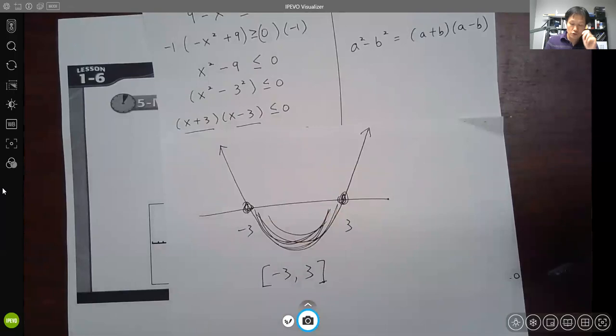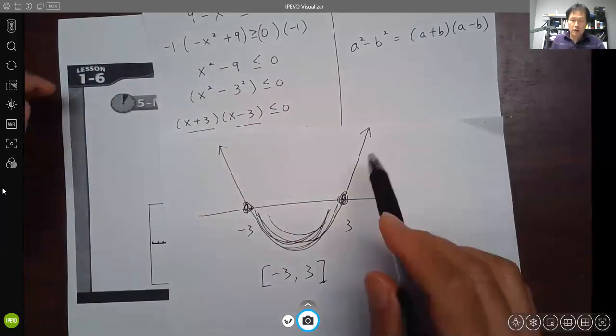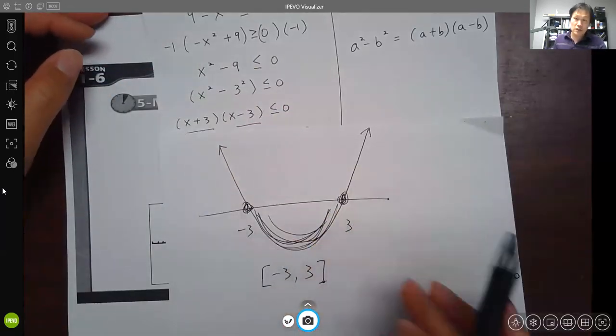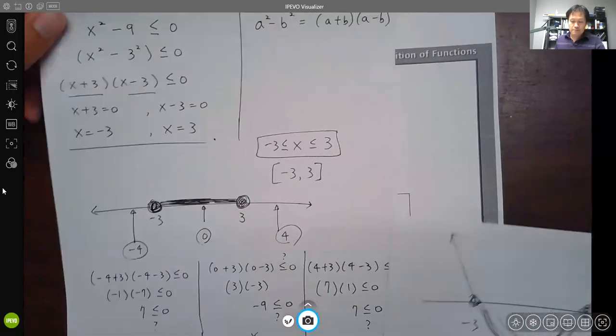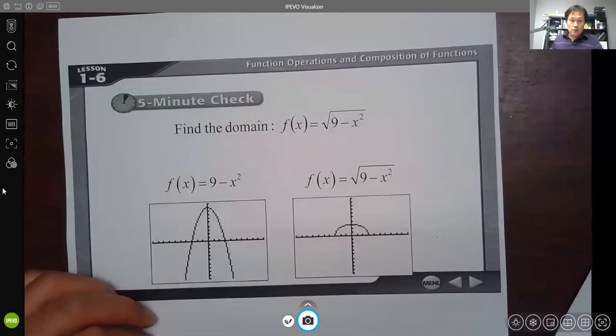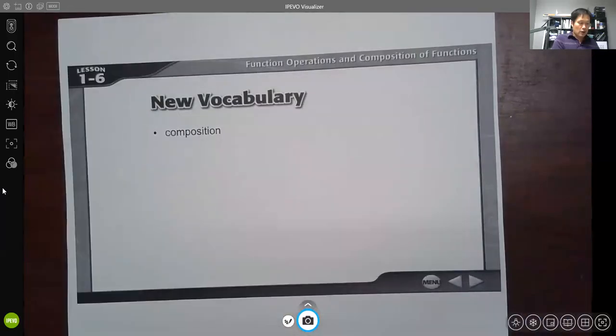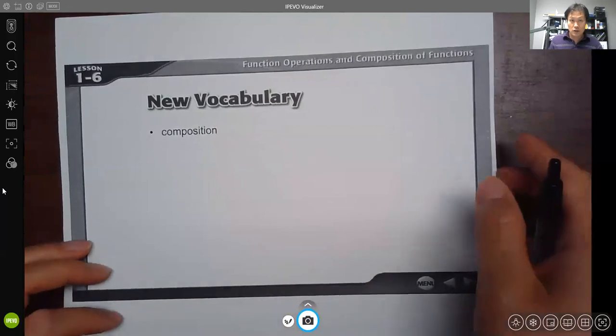It depends on you. If you are familiar with sketching a graph quickly like that, this is going to be easier. But another way is this. So that's how you do the domain. That was a review which you will need for this chapter.